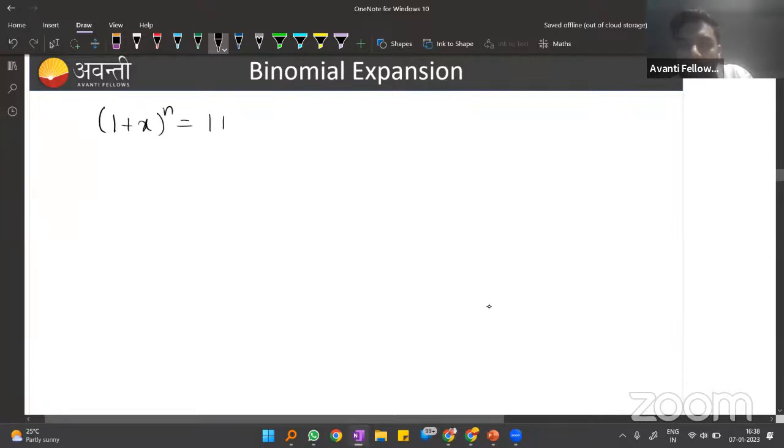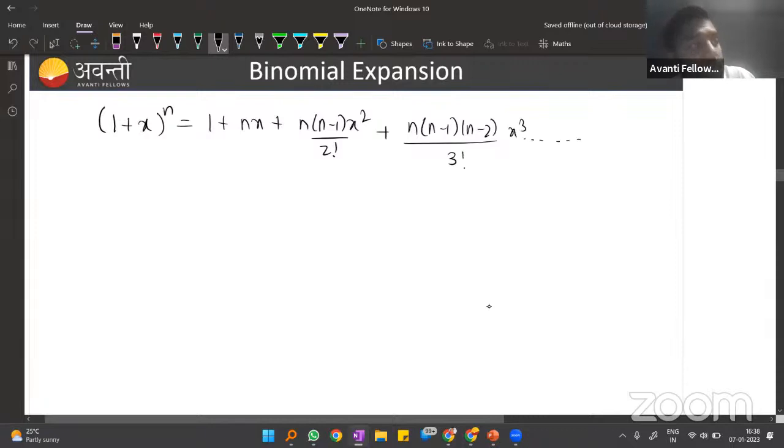This is given as 1 plus nx plus n into n minus 1 x square by 2 factorial plus n into n minus 1 into n minus 2 upon x cube by 3 factorial and so on. This is a very important relation. Please write it down. Please note it down. We are going to use it in the further derivations.